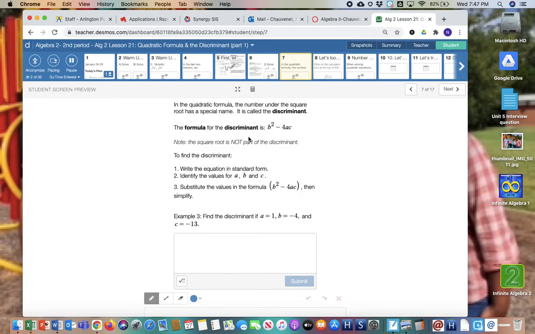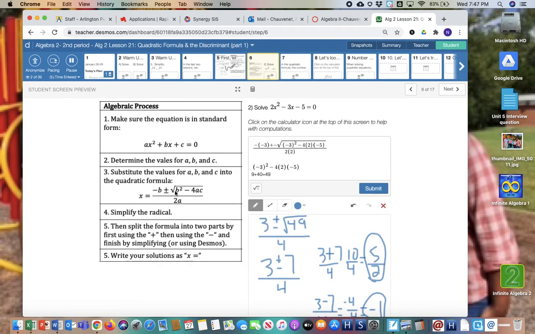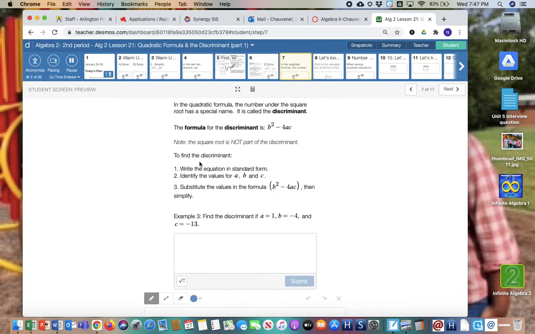So what is the discriminant and what the heck does it mean? So notice the square root is not part of the discriminant. The discriminant is just the b squared minus 4ac. So it's the part of the quadratic formula that is under the square root, as you can see right here. But when you find just the discriminant, it doesn't include the square root itself. So we write the equation in standard form, we identify a, b, and c, and now we're going to substitute it into just this, b squared minus 4ac.